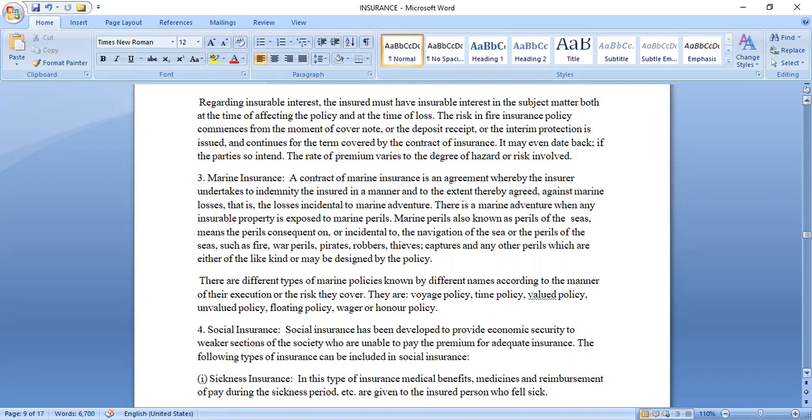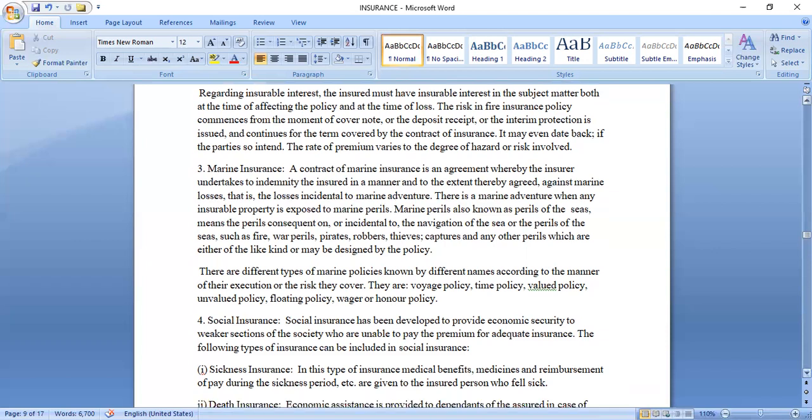So all those perils and accidents that happen during navigation of the sea, the insurance taken against such perils of the sea is what we call marine insurance, right?